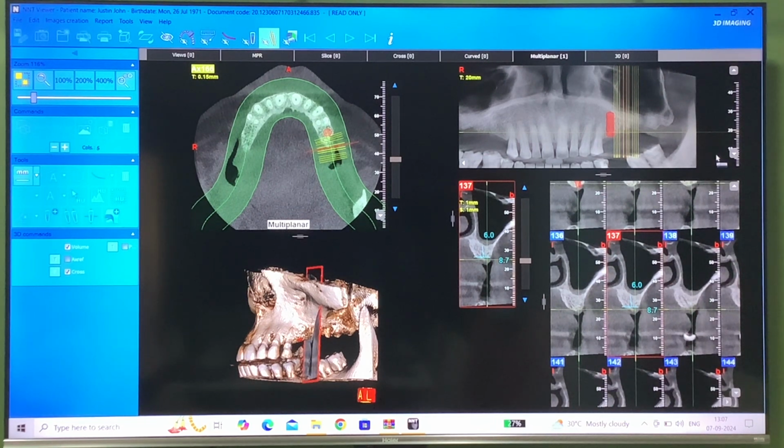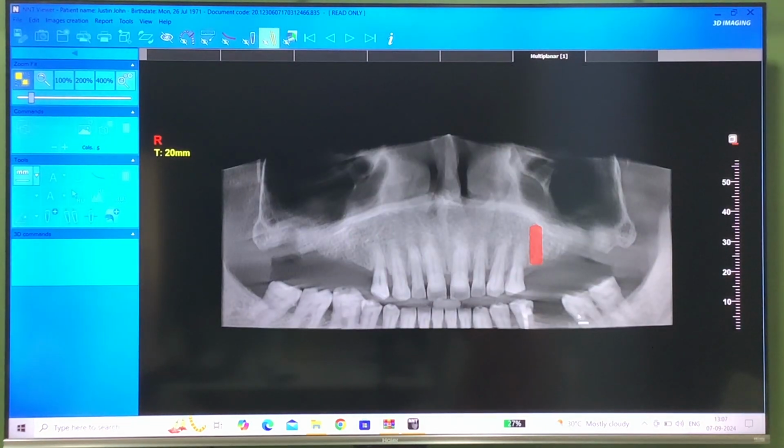So we would move on to the panoramic slice and we are just visualizing the virtually positioned 2.5.